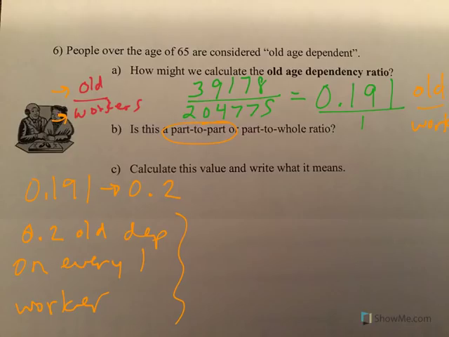Again, we can say 0.2 over 1. If we move our decimals, that gives us 2 over 10, or 20 over 100, or 200 over 1,000. So the top number represents how many old people are dependent on the bottom number of workers.